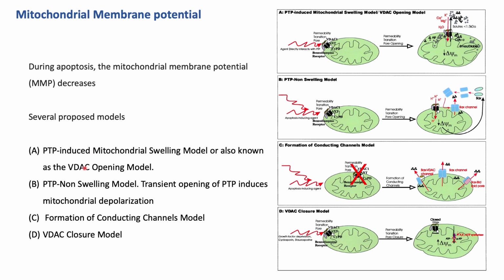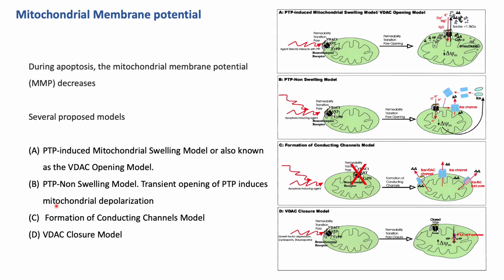So the next model is the PTP non-swelling model. Transient opening of PTP induces mitochondrial depolarization through a proton dissipation pathway in the absence of mitochondrial matrix swelling. This signals a conformational change in the cytosolic BAX, leading to its translocation and formation of pores in the outer mitochondrial membrane. Thus, through these pores, the proteins inside are released into the cytoplasm.